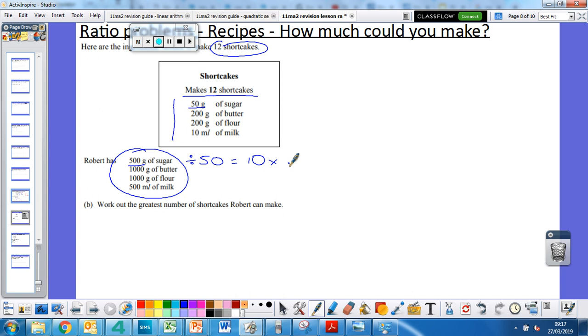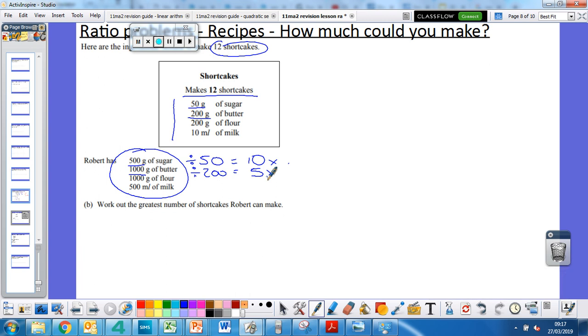Next, you look at the butter. He's got 1,000 grams of butter. The recipe requires 200. How many times could he make that recipe? So 1,000 divided by 200 means he could make 5 times that recipe. So now we know the best he could do at the moment is only make 5 lots of the recipe. He has sugar for 10 lots, but he only has enough butter to make the recipe 5 times over. So the limit is 5.